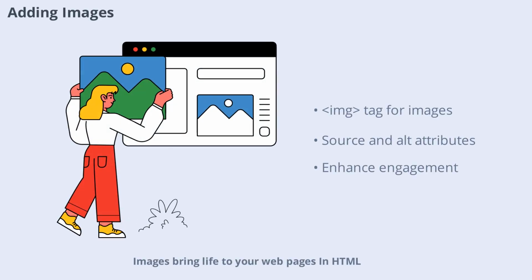Images bring life to your web pages. In HTML, you can add images using the img tag, specifying the source file and alternative text for accessibility. Images help illustrate your points, break up text, and make your site more engaging. Remember to use descriptive alt text so that everyone, including those using screen readers, can understand your content.